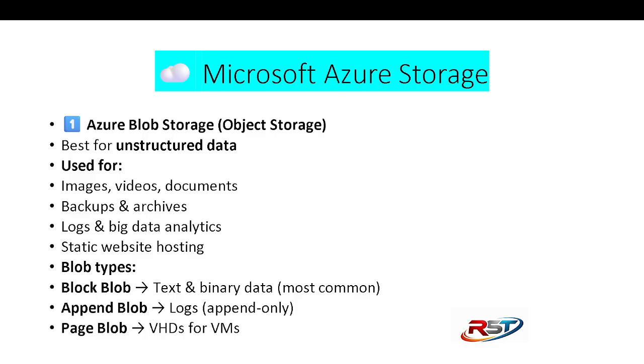There are some blob types. Block blob is used for text and binary data, most common. Append blob is for logs data. It is append only, and logs will increase over time, so for that we use append blob. Page blob is for VHDs for VMs. VM VHDs we use page blob, because it supports large files. That's why we use page blob.